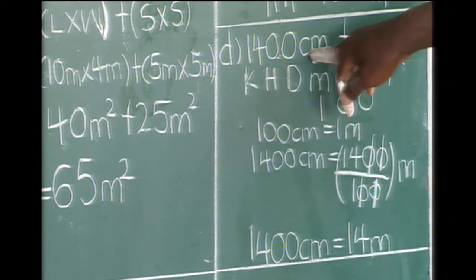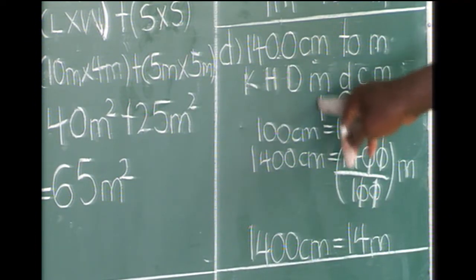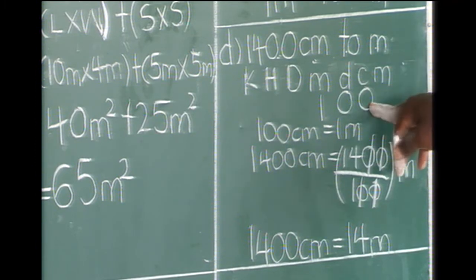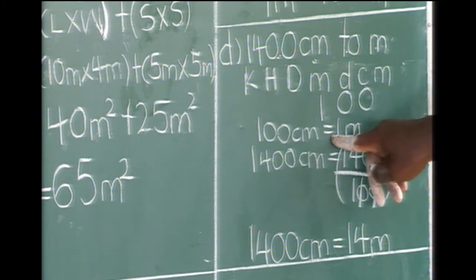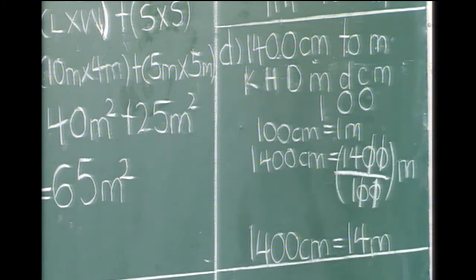We are concerned about centimeters and meters. Write 1 against meter, and then decimeter 0, and then centimeter. Stop there. We are converting centimeters to meters. So 100 centimeters are equivalent to 1 meter. What about 1,400 centimeters? So here we are going to divide by 100. So you say 1,400 divided by 100. Divide by 10 by 10, remain with 14 divided by 1, which is 14 meters. So 1,400 centimeters are equivalent to 14 meters.